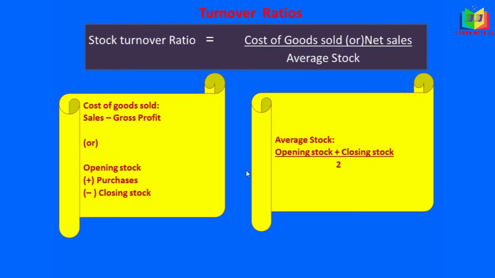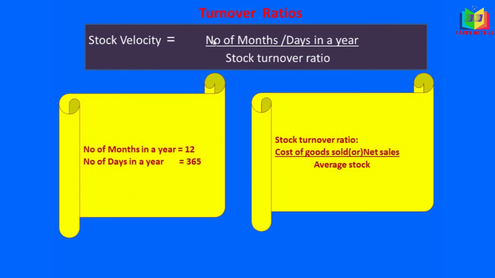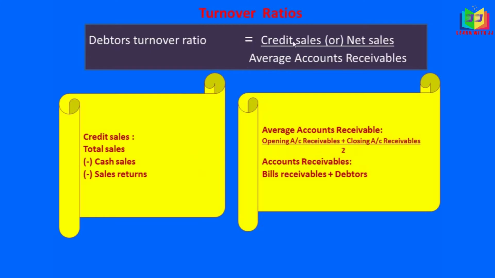Stock velocity: the formula is number of months in a year, or we can also use days in a year, divided by stock turnover ratio. The number of months in a year is 12 and the number of days in a year is 365. The stock turnover ratio is nothing but the cost of goods sold divided by the average stock.